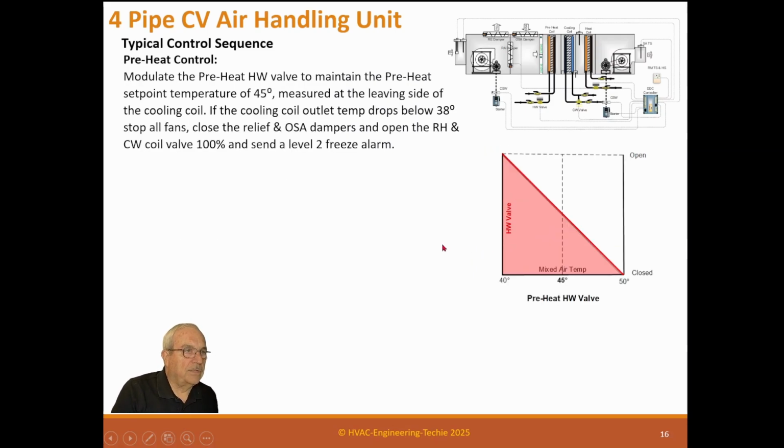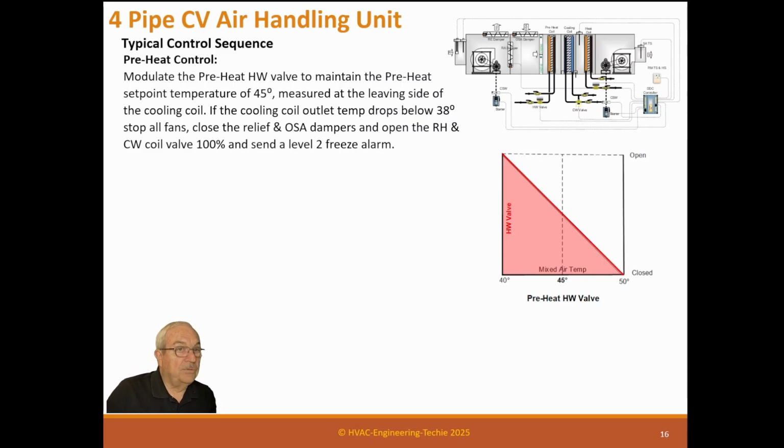Preheat coil. Okay, so modulate the preheat hot water valve to maintain the preheat set point temperature of 45 degrees, measured at the leading side of the cooling coil. If the cooling coil outlet temperature drops below 38 degrees, stop all fans, close the relief outside air damper, and open the reheat and chill water coils valve to 100% and send a level 2 freeze alarm.